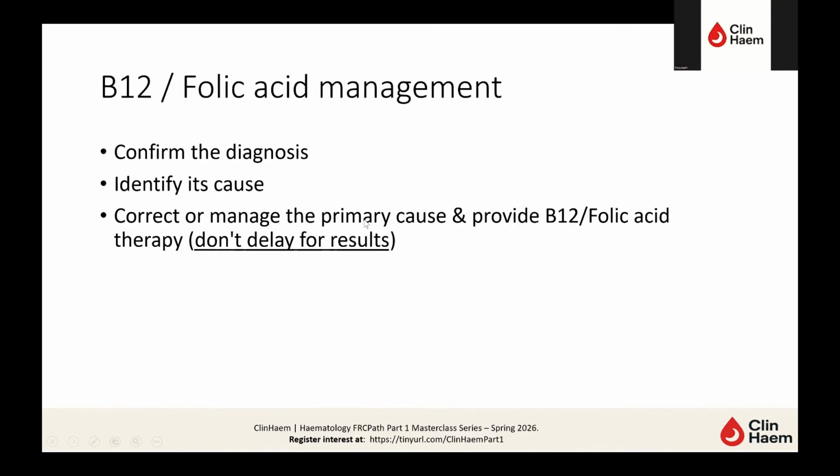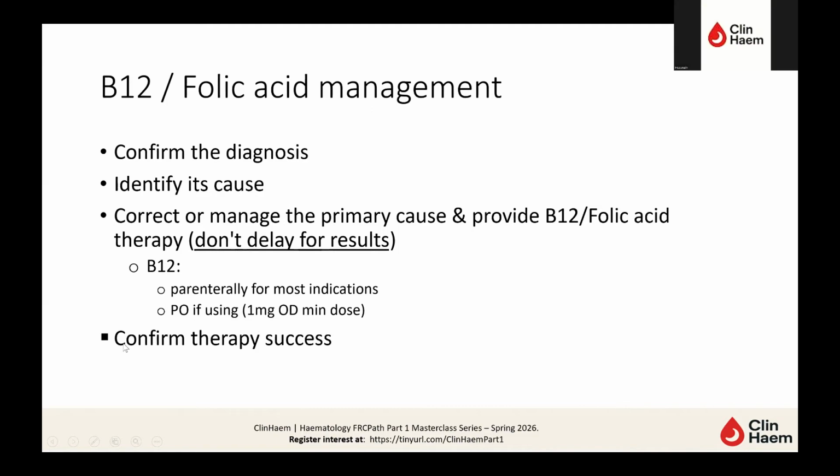Management principles are similar to iron deficiency, to be honest, but you do not delay for results. B12 is used parenterally for most indications. If you have to use it orally, the minimum dose that you use is 1 milligram OD. That's what the NICE guidelines suggest. You confirm therapy success with normalization of full blood count parameters if they were abnormal, or the clinical features.